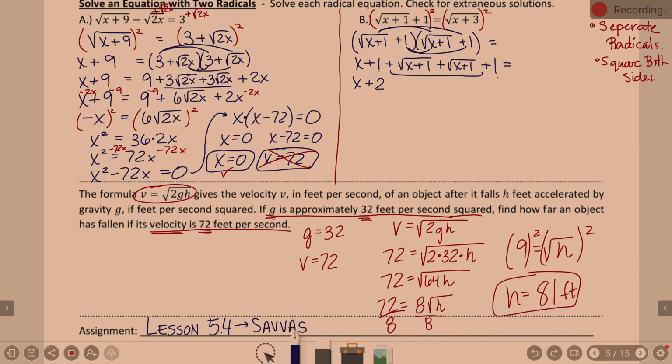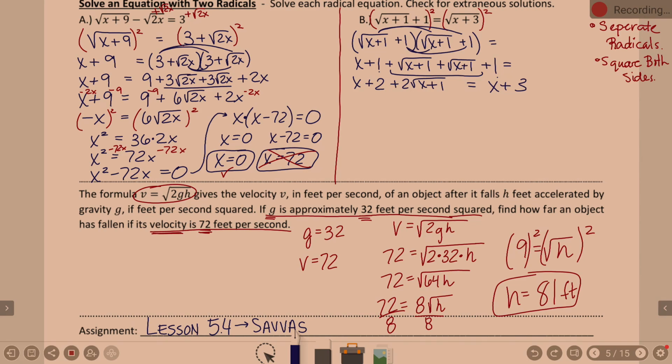Okay, guys. What do you think square root of x plus 1 plus square root of x plus 1 is going to be? 1 square root of x plus 1 plus 1 square root of x plus 1 is going to be 2 square root of x plus 1. Equals this right side that I never dealt with. The square root of x plus 3 squared. That's just your basic x plus 3.